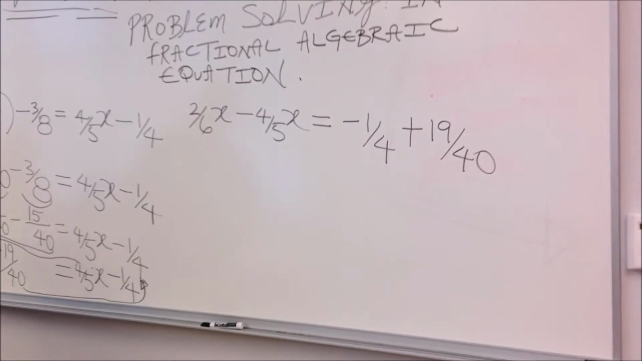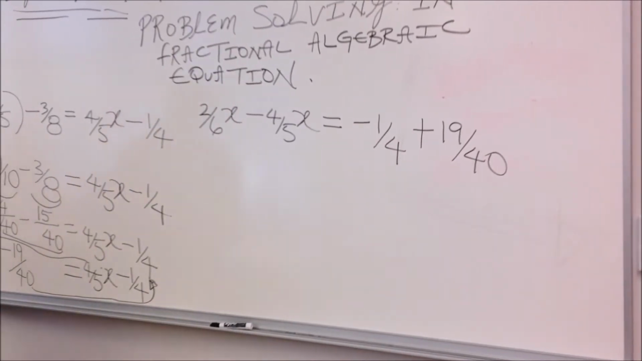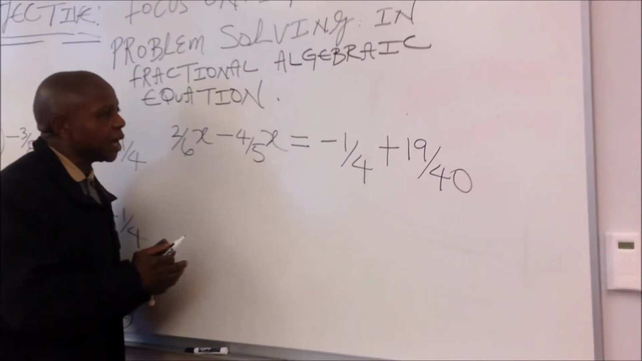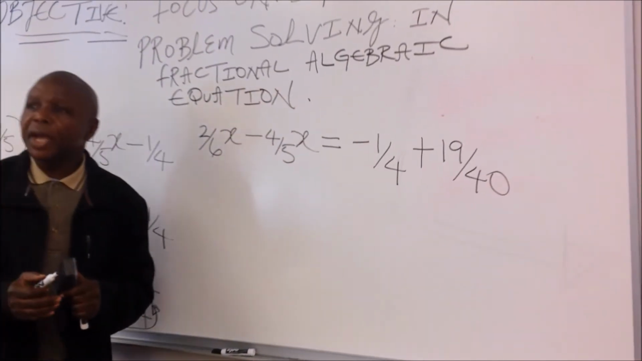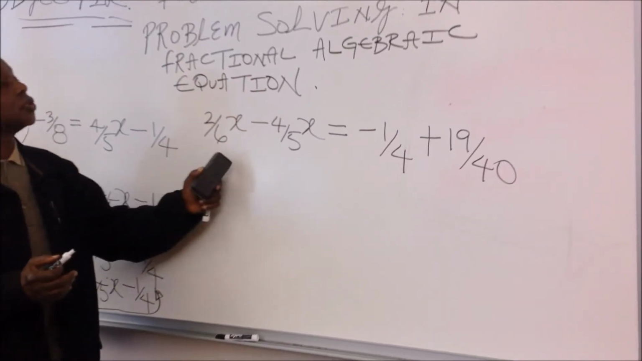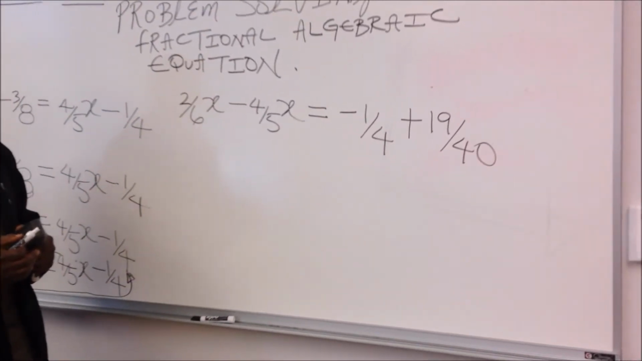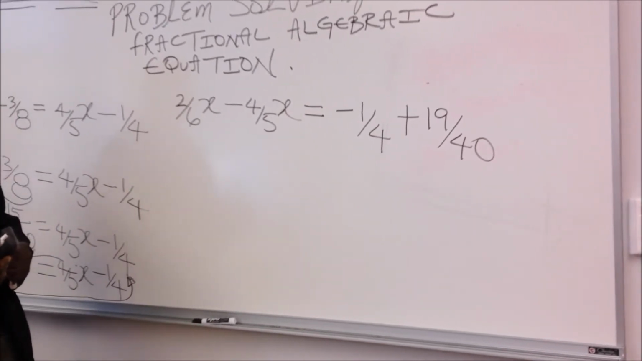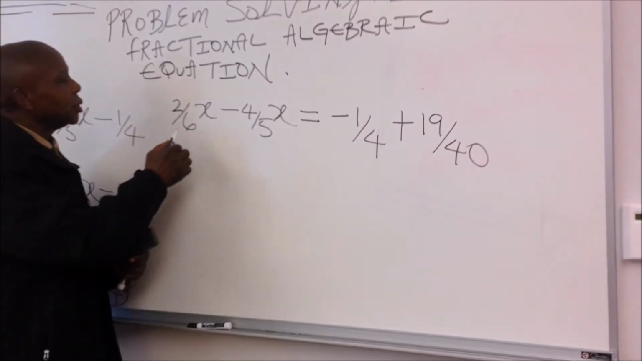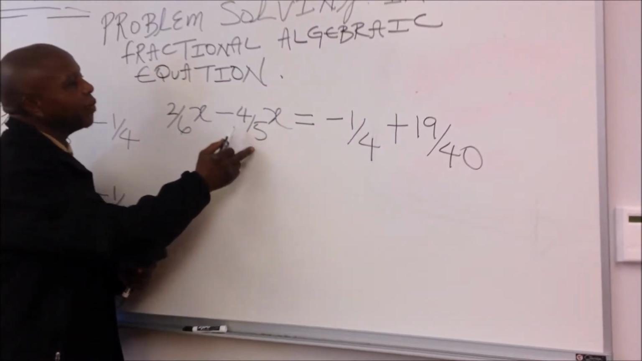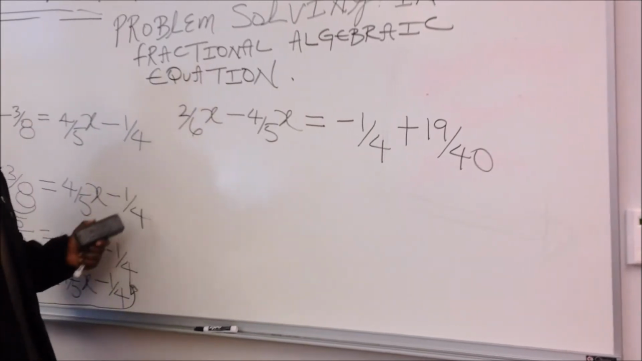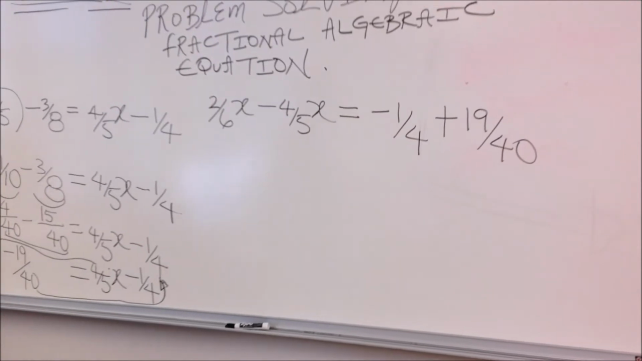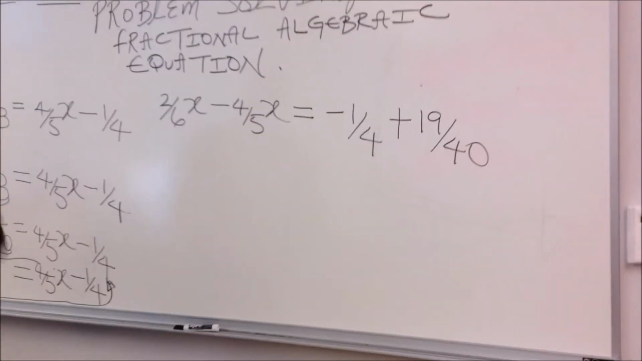So what do we do next? We are now going to do what? Look at the problem on the left side. What do you see? We have a case where we have two fractions. 26x, the other one is negative 4 over 5x. We cannot do anything unless we have a common what? Denominator. So what is the common denominator of 6 and 5?